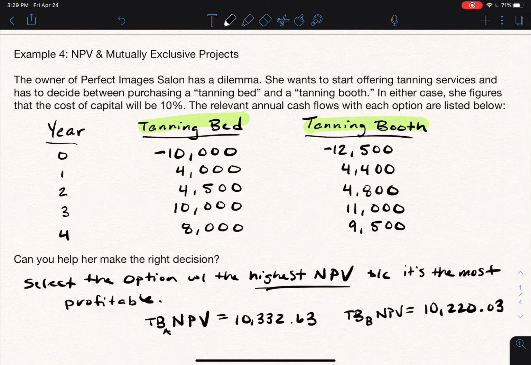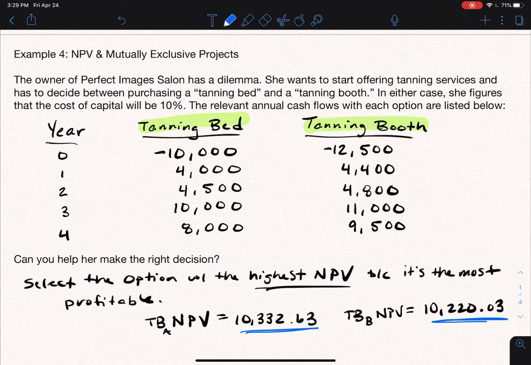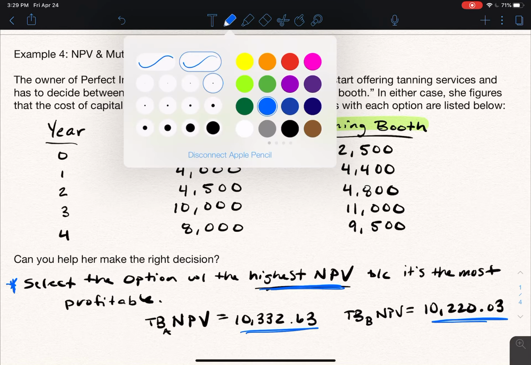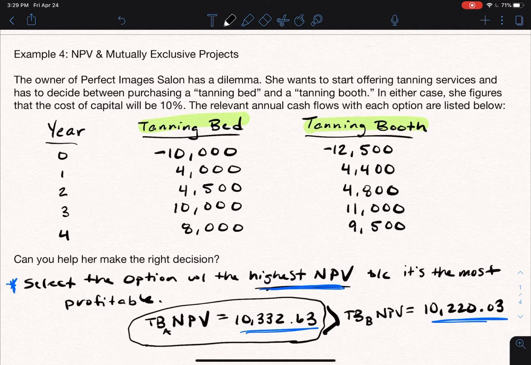So now we have a comparison. When we look at Project A versus Project B, and we're told that we are supposed to select the option with the highest net present value, what we know is that Project A is greater than Project B. So if we are just looking at singular net present value accept-reject decisions, we should accept either of them, but if we are comparing them as mutually exclusive projects, then we should select Project A because it has a slightly higher net present value, and that also means that it is the more profitable venture.